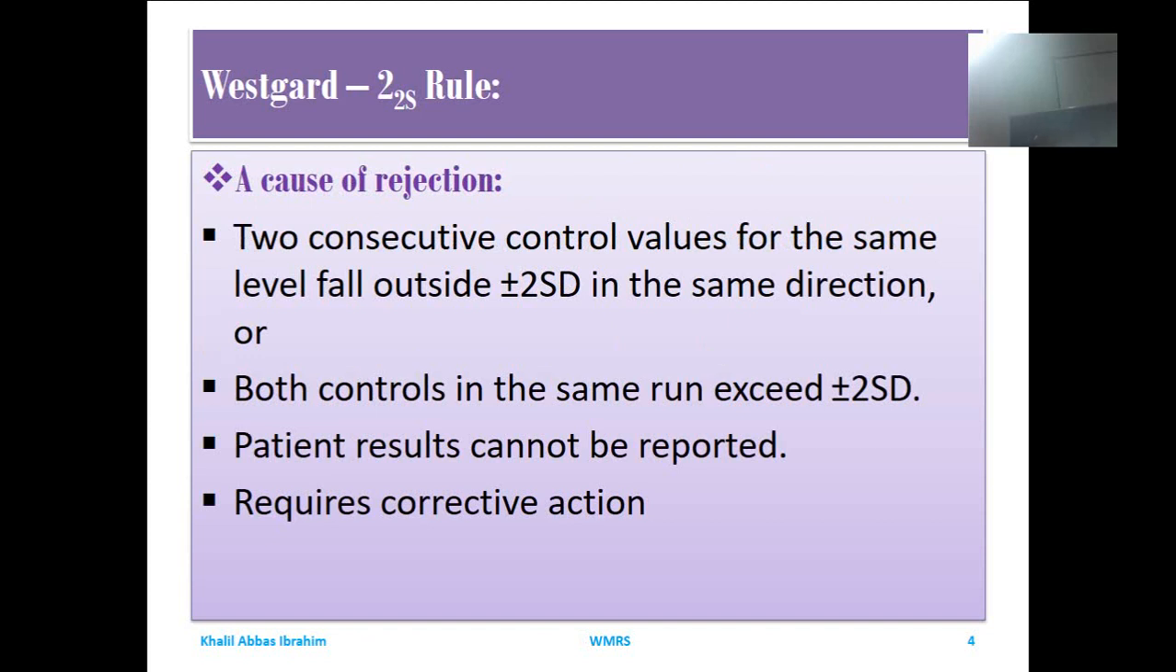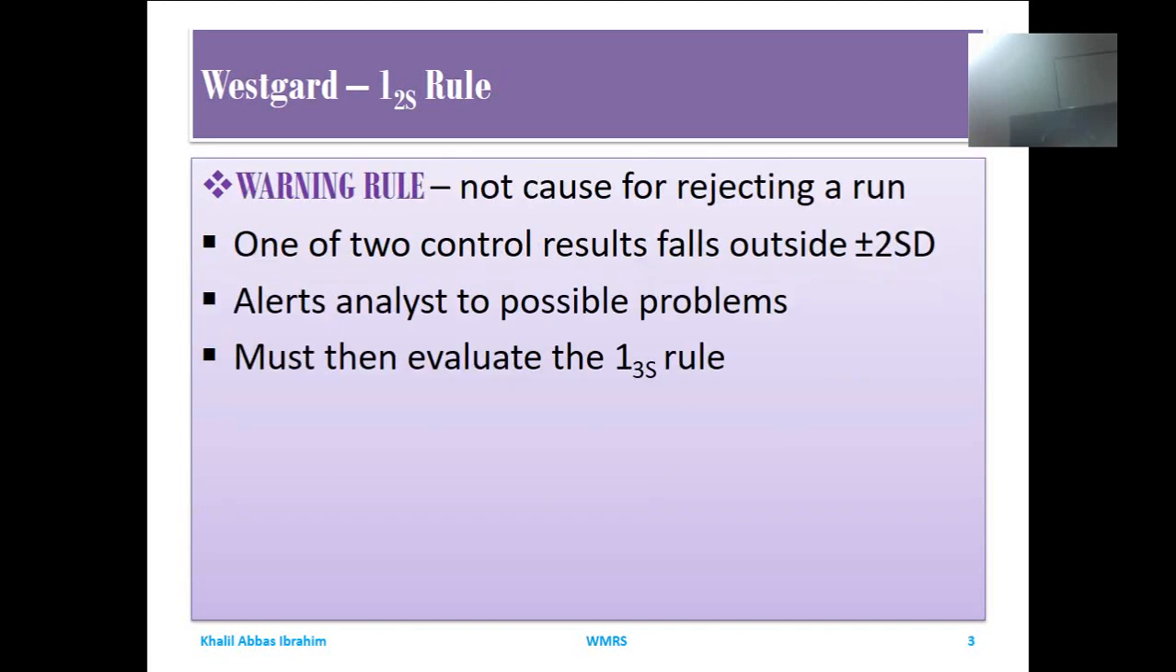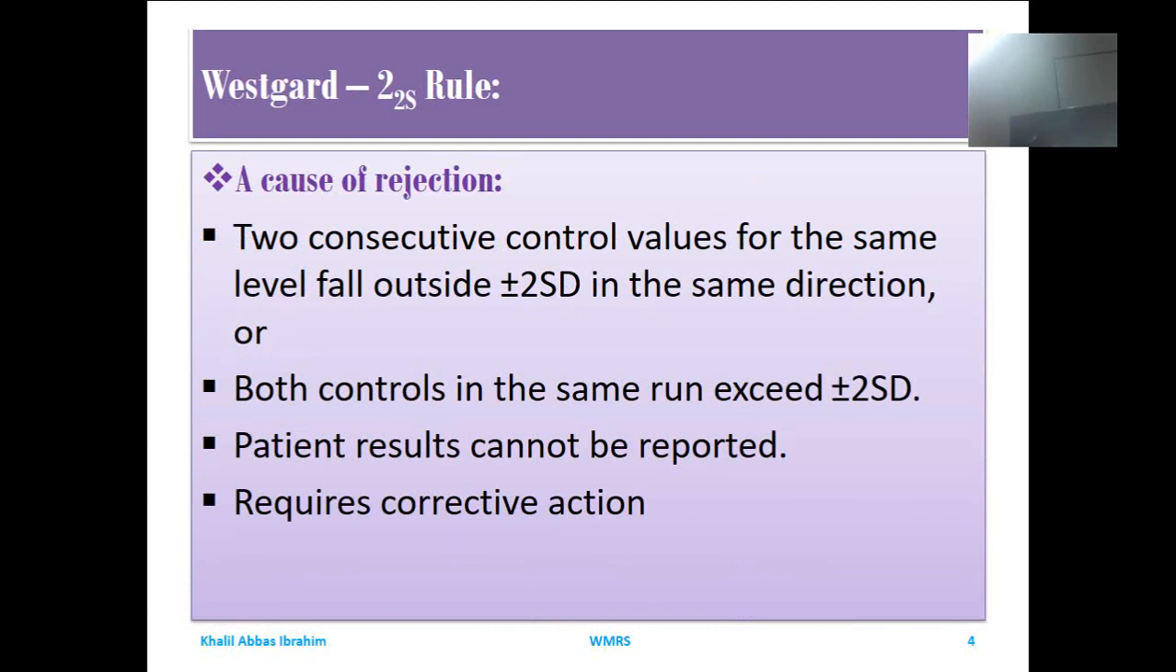The Westgard rule number 2 is a cause of rejection, which is the 2 2s standard deviation rule. It is a cause of rejection. Two consecutive control values of the same level fall outside plus or minus 2 standard deviation in the same direction. This is one phenomenon.